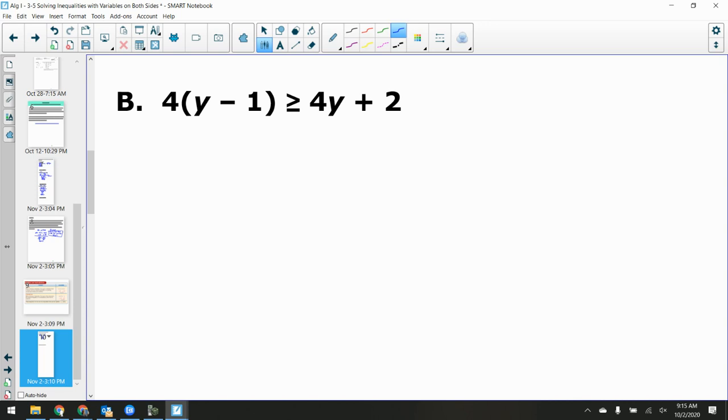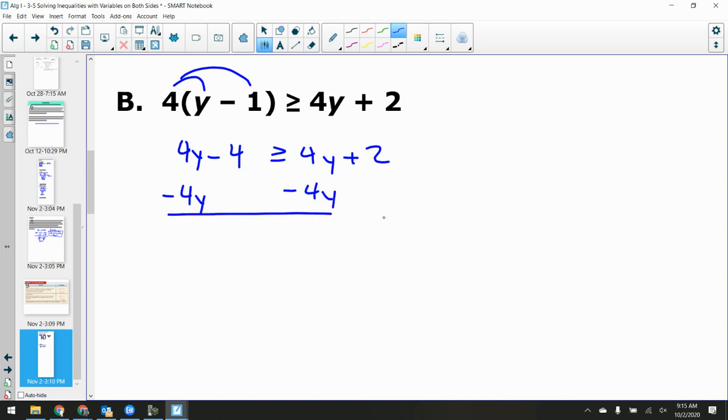All right, let's solve this one here. We distribute with the 4 to get 4y minus 4 is greater than or equal to 4y plus 2. Notice here I've got 4y's on both sides. We subtract out the 4y on both sides. We get -4 and then a 2. Okay, is -4 greater than or equal to 2? No, that is a false statement, right? -4 is less than 2. So since this is a false statement, my answer is no solution.